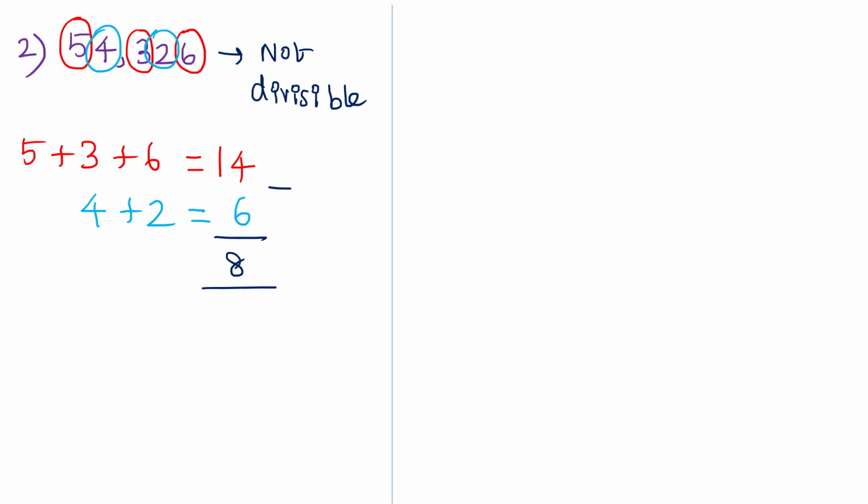Now let's see another problem to make you very clear on this concept. Let's take another problem here: 32,450. Now try to choose the alternative numbers. I'm going to take the alternative numbers 3, 4 and 0. So 3 plus 4 plus 0.